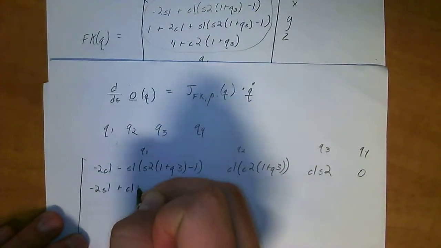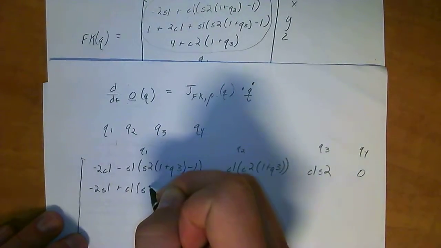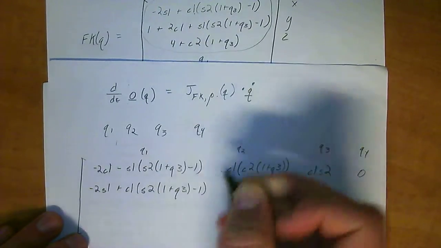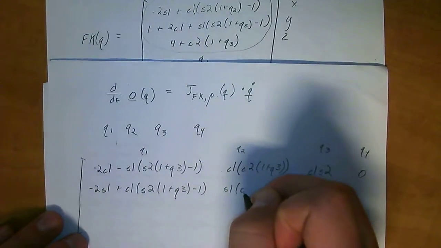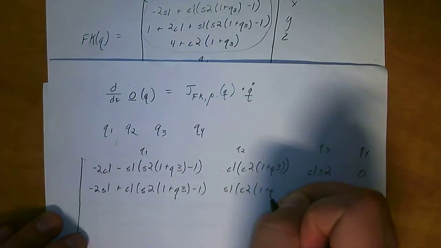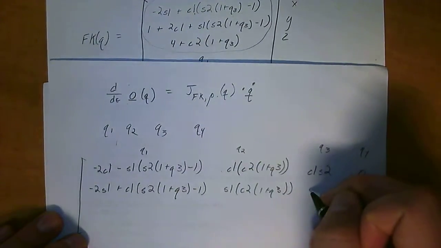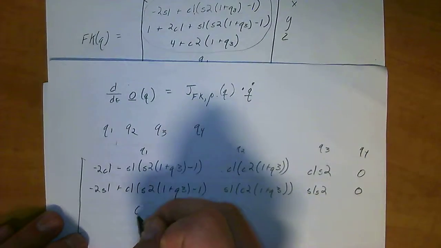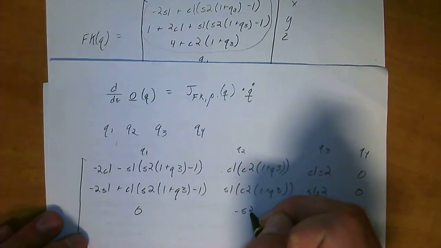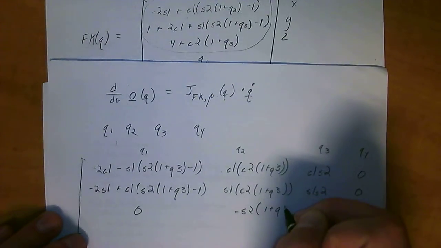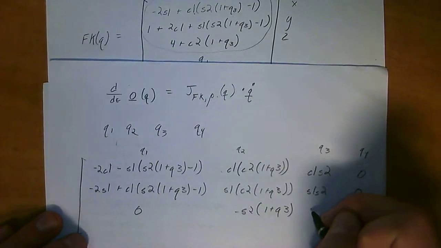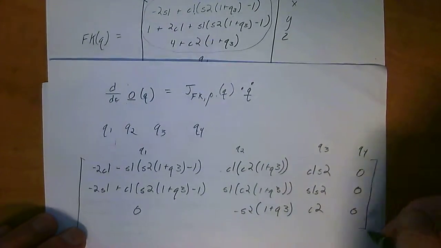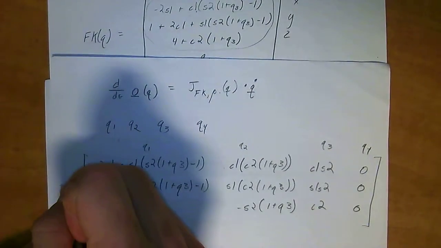So now I'm just going to crank through the rest of these. 2 sine 1 plus cosine of 1, sine of Q2 of 1 plus Q3 minus 1, and sine of 1, cosine of 2 of 1 plus Q3, and sine of 1, sine of 2, 0, and then 0, negative sine 2 of 1 plus Q3. Cosine of 2, 0. And that is your matrix.